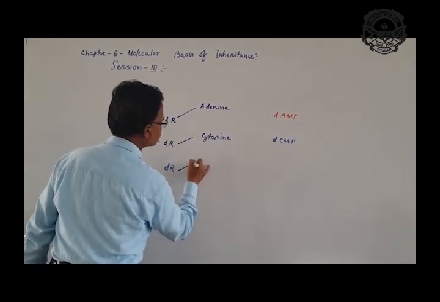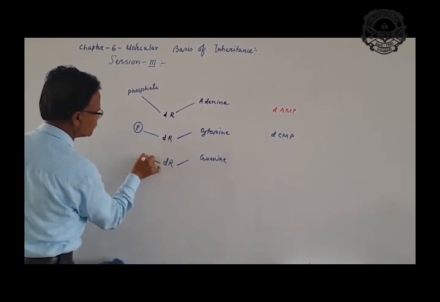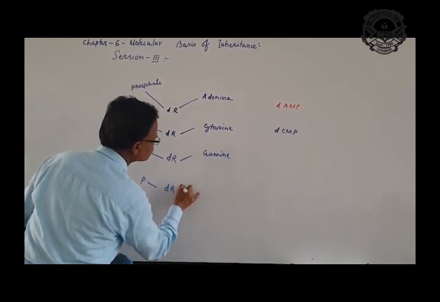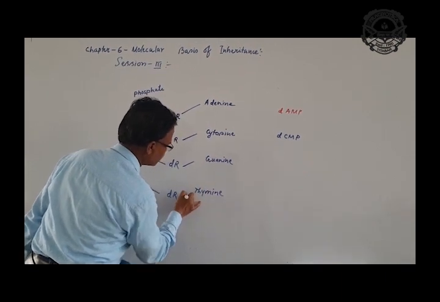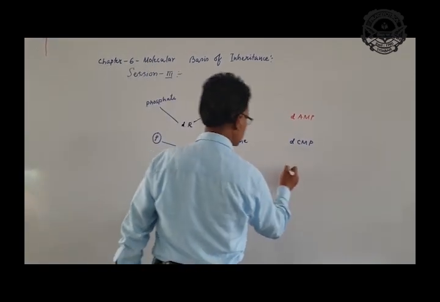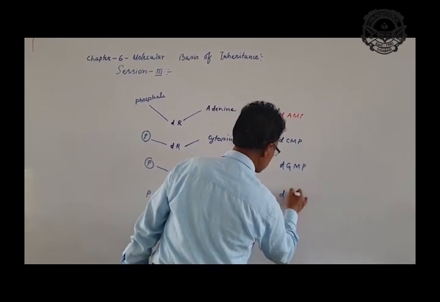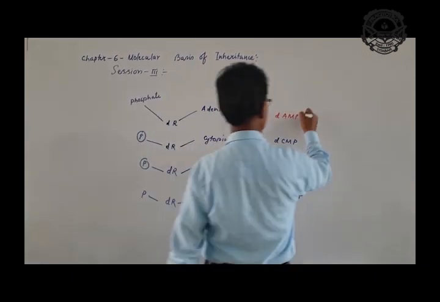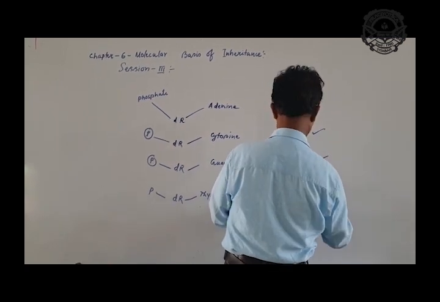Next nucleotide is deoxyribose sugar, guanine base, phosphate group. Next nucleotide: phosphate group, deoxyribose sugar, and thymine. Since the thymine nucleotide is present in DNA, it means the thymine base is present. So this is deoxyguanosine monophosphate, and this is deoxythymidine monophosphate, dTMP. Deoxyadenosine monophosphate, deoxycytidine monophosphate, deoxyguanosine monophosphate, deoxythymidine monophosphate.